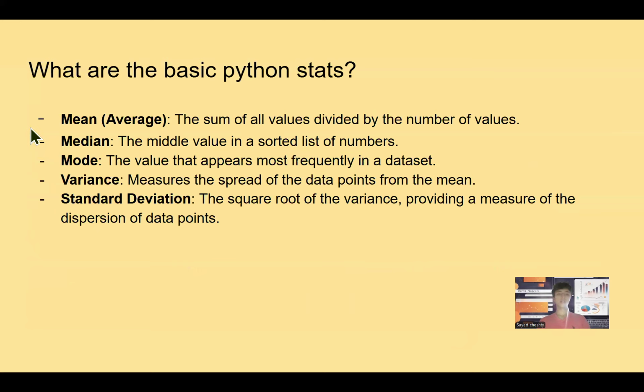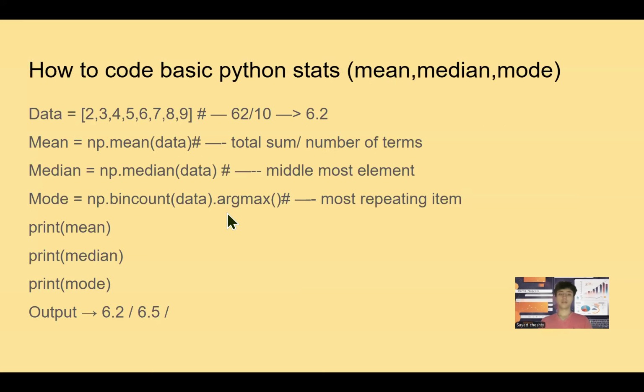So the basic Python stats are: mean, which means average; median, the middle value in a sorted list of numbers; and mode, the value that appears most frequently in a data set. I will show you guys soon. Variance measures the spread of data points from the mean. Standard deviation is the square root of the variance, providing a measure of the dispersion of data points.